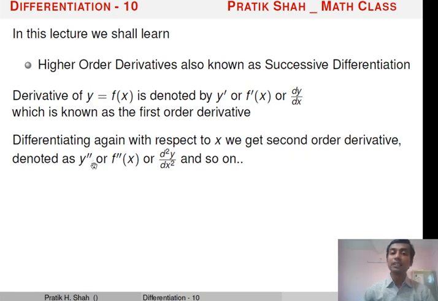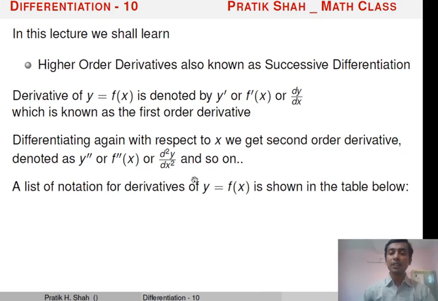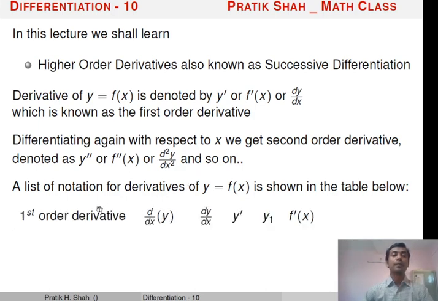They are denoted by, since we are differentiating two times, one time differentiation was y dash, two times differentiation will be denoted by y double dash. One time differentiation was f dash x, two times differentiation will be denoted by f double dash x. One time differentiation of y was dy by dx, two time differentiation will be denoted by d square y by dx square, and so on. To understand this more briefly, we consider the table below.